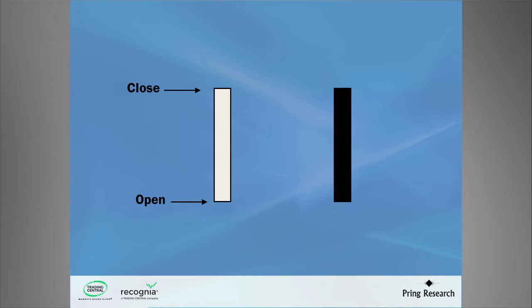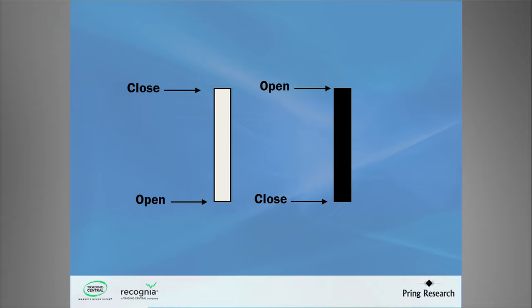On the other hand, if the rectangle is black or filled in, the opening is at the top and the closing at the bottom. Normally we like to see the price rise during a trading period, so the black or dark aspect of the rectangle offers a kind of bearish overtone. In technical terms, this rectangle is referred to as the real body.